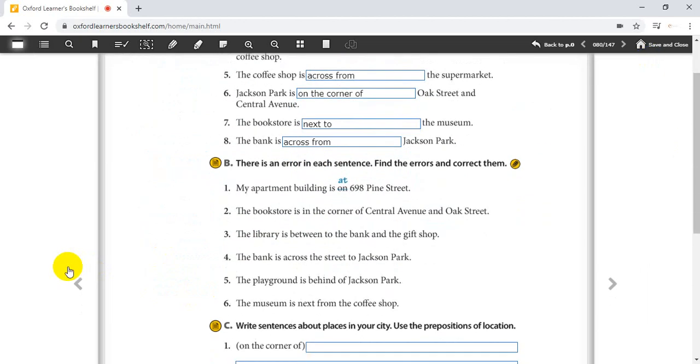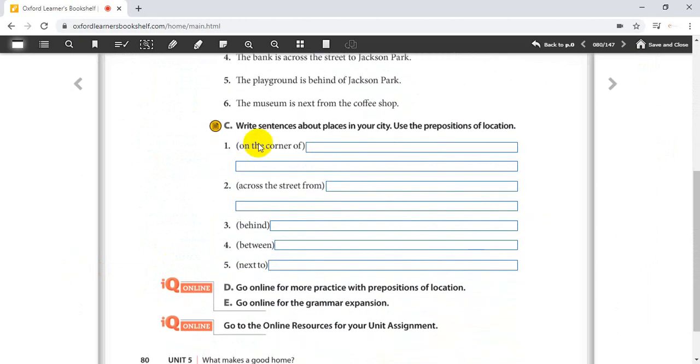Activity C, the last activity of the unit. You're going to write sentences about places in your city. You're going to use the prepositions of location. So they have given you prepositions of location. Using these prepositions, you're going to write sentences about places in your city: on the corner of, across the street from. You can say Riyadh Gallery is across the street from Marina Mall. Yeah. Behind. What is behind Marina Mall? What is between Marina Mall and Riyadh Gallery? And what is next to Riyadh Gallery? So you can use any of these, any of the places, okay? And you have to write these sentences.